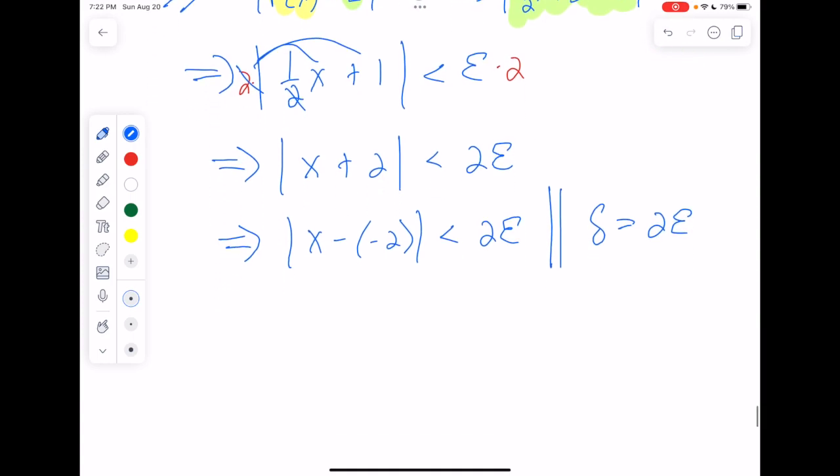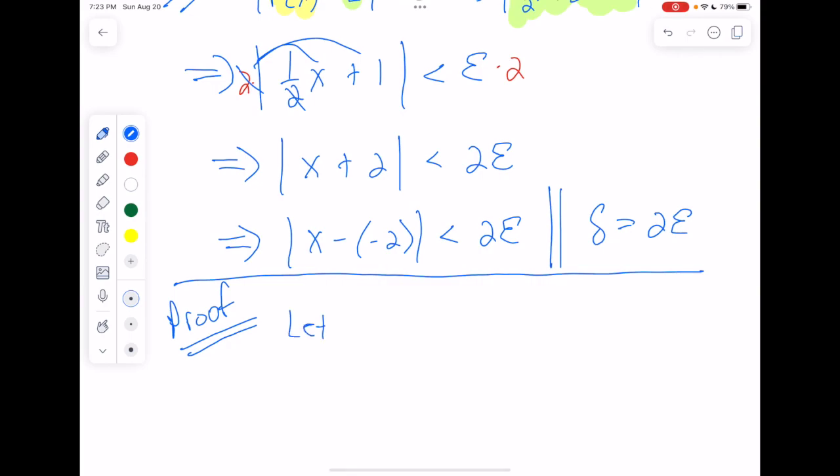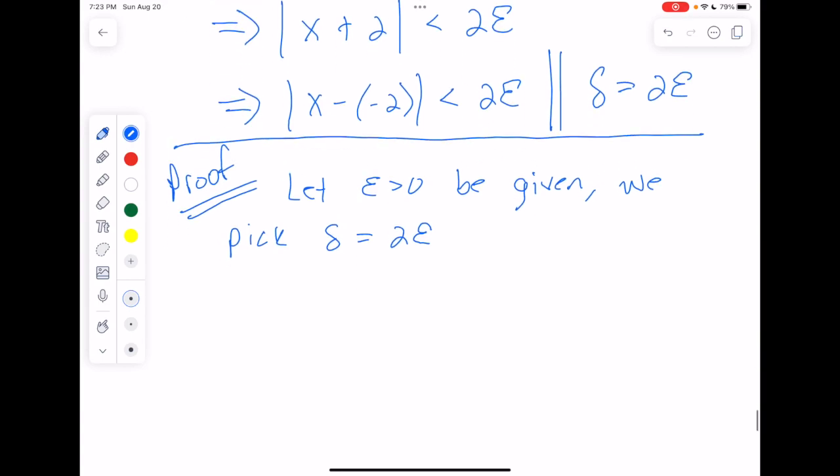So now let's get to work on the actual proof. So that was scratch work to help us pick our delta. Now let's see what the proof itself looks like. Let epsilon greater than 0 be given by the enemy. We now know what a good pick is. We're going to pick delta equal to 2 times epsilon. So whatever epsilon they gave, we can go twice as big. And we want to show that does the job.